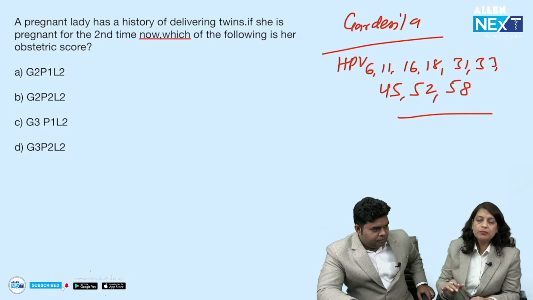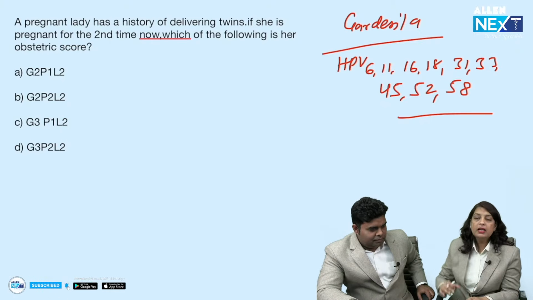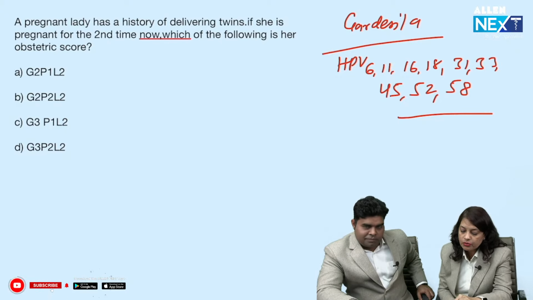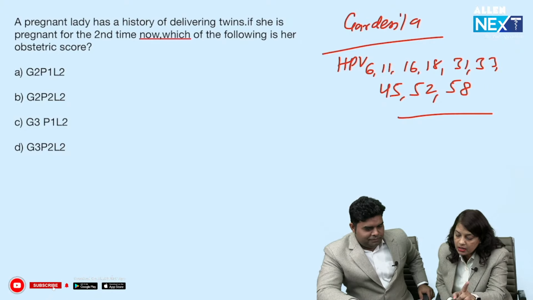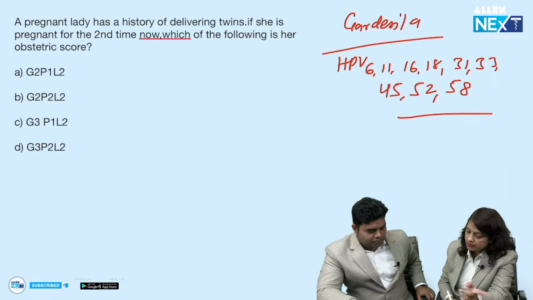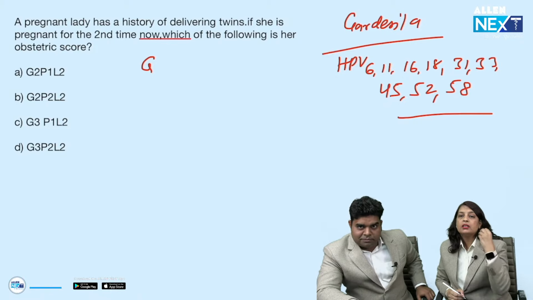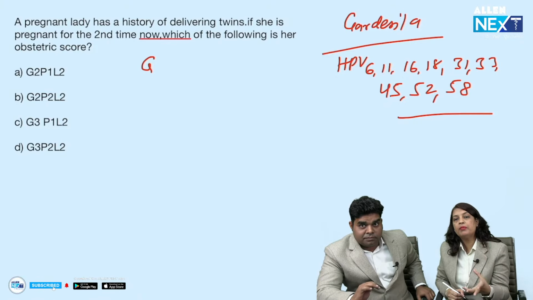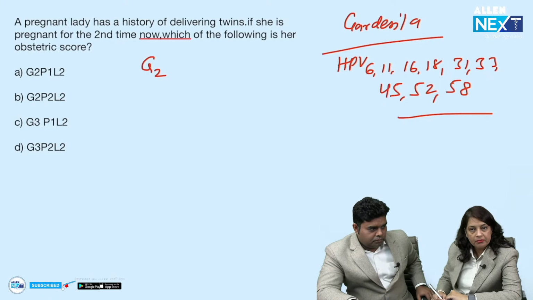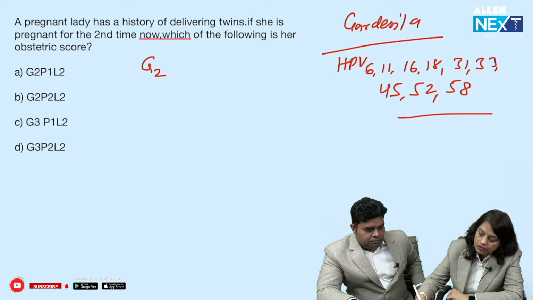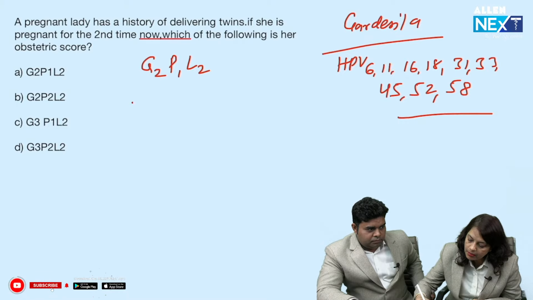Okay. Now let us take up this question. This is a very, very important question of NEET PG, DNB, INI-CET and students have a lot of confusion in this question. A pregnant lady has a history of delivering twins. One delivery of twins has occurred. She is pregnant for the second time. So whenever pregnancy comes, gravida comes. It includes the stillbirths, live births, abortions, MTP, ectopic pregnancy, all. So she is second time pregnant and she has twins. So that means live issue is 2 and number of delivery will be 1.